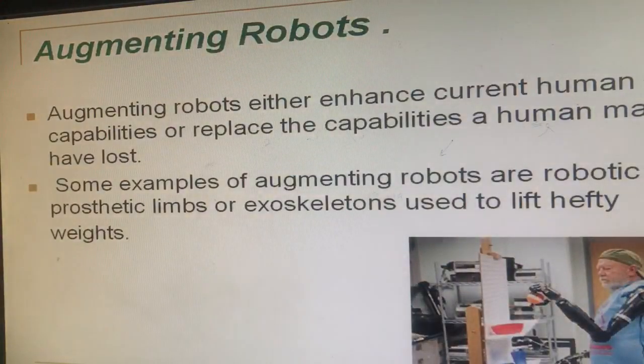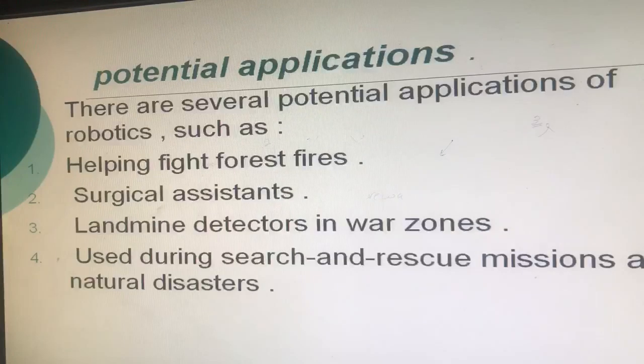Augmenting robots either enhance current human capabilities or replace the capabilities a human may have lost. Some examples of augmenting robots are robotic prosthetic limbs or exoskeletons used to lift heavy weights.